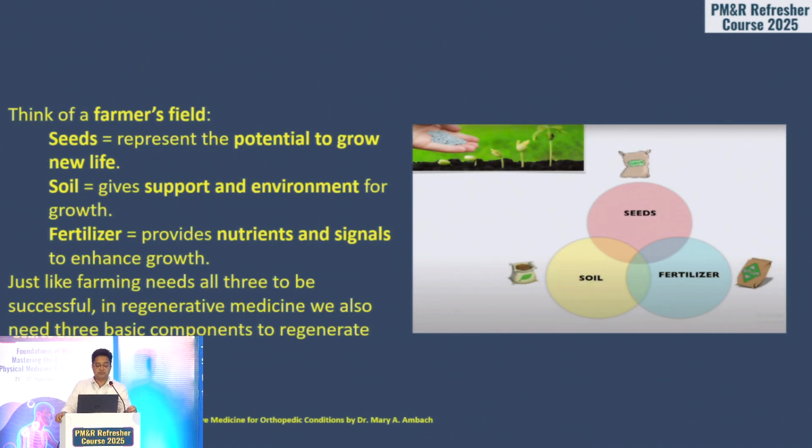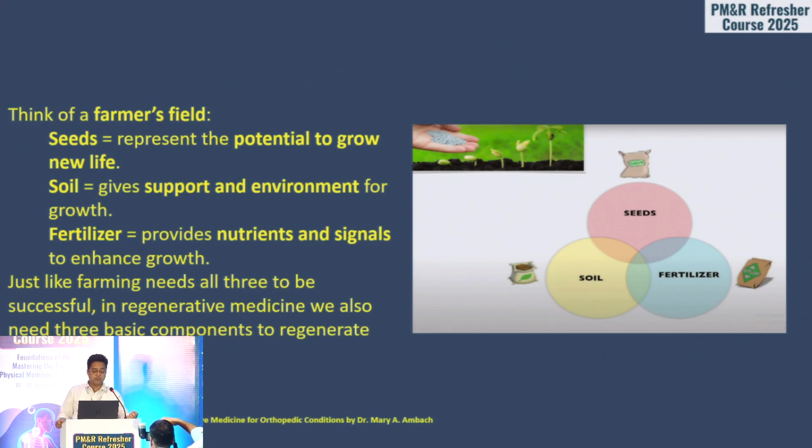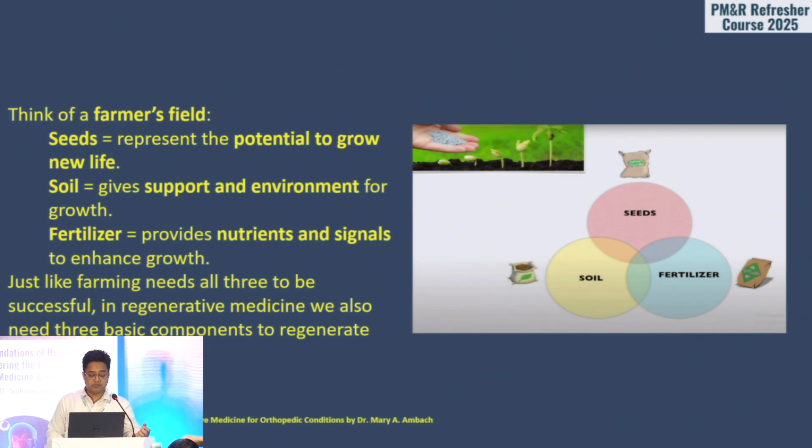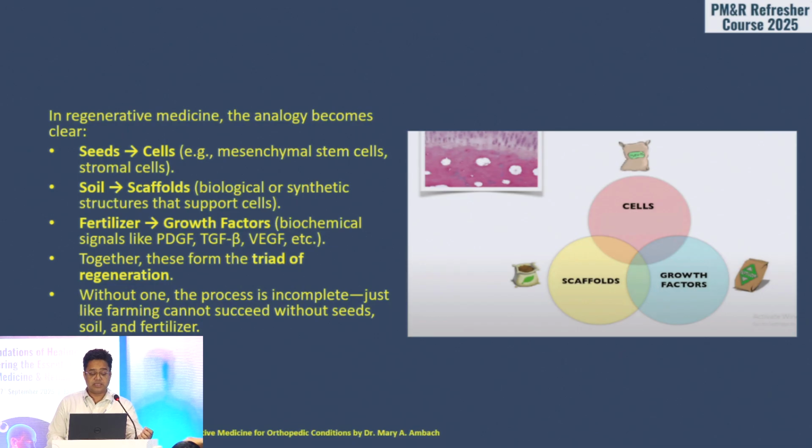So think like a farmer. Seed represents the potential to grow new life. Soil gives support and an environment for growth, and fertilizer provides nutrients and signals to enhance growth. Just like farming needs all three to be successful, in regenerative medicine we also need these basic components to regenerate tissue. Seeds are cells, mesenchymal stem cells, stromal cells; soil is scaffolds, biological or synthetic structures that support cells; fertilizer is growth factors. Together these form the triad of regeneration. Without one, the process is incomplete, just like farming cannot succeed without seed, soil, and fertilizer.